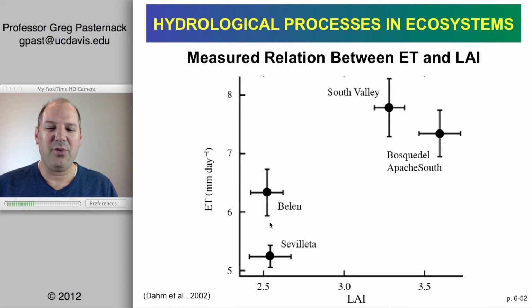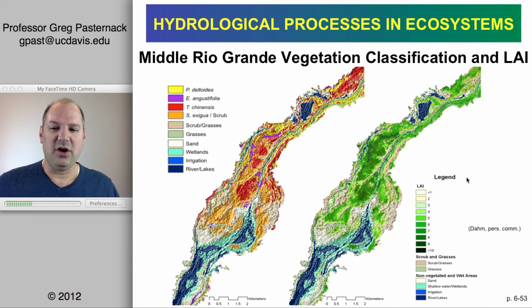Please never take 4 points and try to fit a regression line to that. We could simply say that for a leaf area index of 3.5, we have an evaporation rate of about 7 to 8 millimeters per day. And for a leaf area index of 2.5, we have anywhere from 5 to 7 millimeters per day. So there is a clear differentiation between these two leaf area index, but we really can't create a function from that. Okay, so this shows a classification of the river and riparian corridor species.